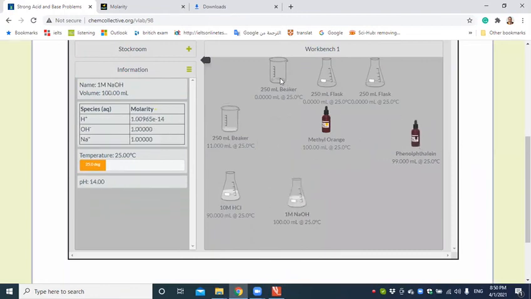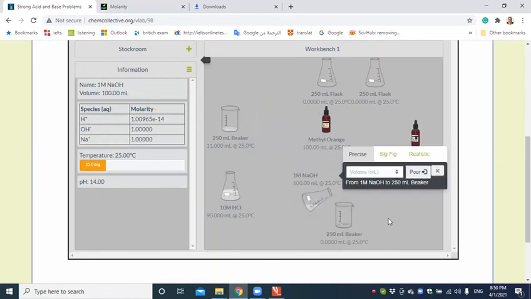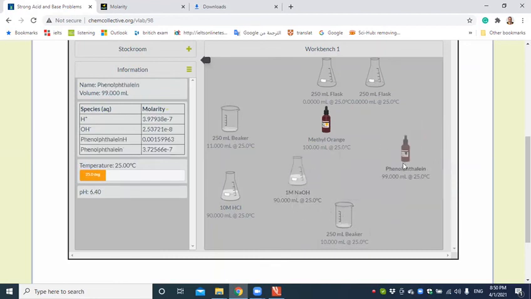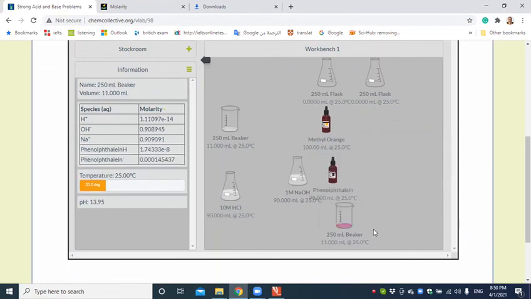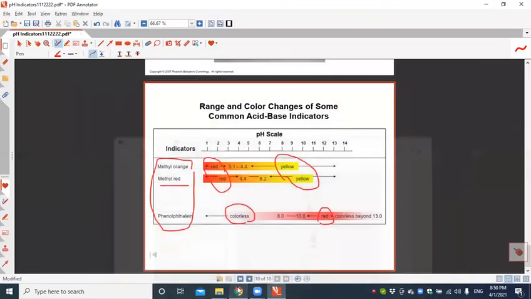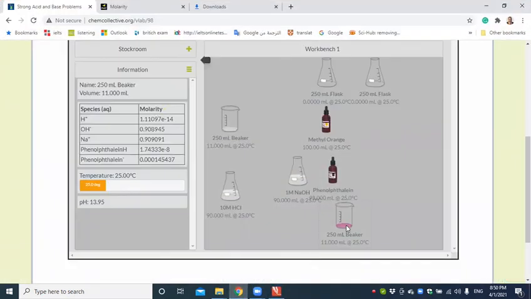Now, the basic solution. I will use a beaker again and put 10 ml of the basic solution, NaOH. Now we'll use phenolphthalein again, 1 ml. Now look at the color of the solution. It changed to pink. As we said before, the color of phenolphthalein in acid is colorless, and in base it is around red, or we can say another color like pink.